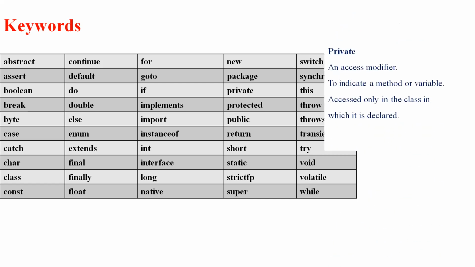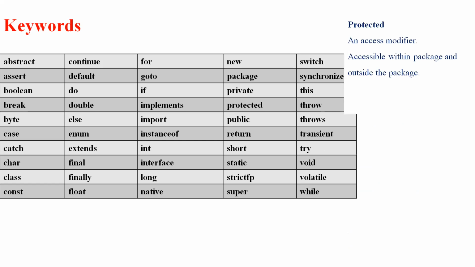Next we have private. We have three different access modifiers: private, public, and protected. This private is an access modifier which is used to indicate a method or a variable. When I declare a method or variable as private, it is accessed only in the class in which it is declared. It cannot be visible outside the class, outside the methods, or outside the member functions. It is only accessible to the members, the methods, and the variables of that class.